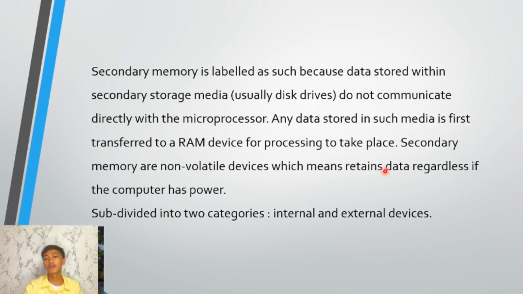Secondary memory devices are non-volatile, which means they retain data regardless of whether the computer has power or not. This hard drive can store data even if the computer is turned off or turned on. This way we can store our files, our pictures, and everything that we want to store in our hard drive. Secondary memory is subdivided into two categories: internal and external devices.